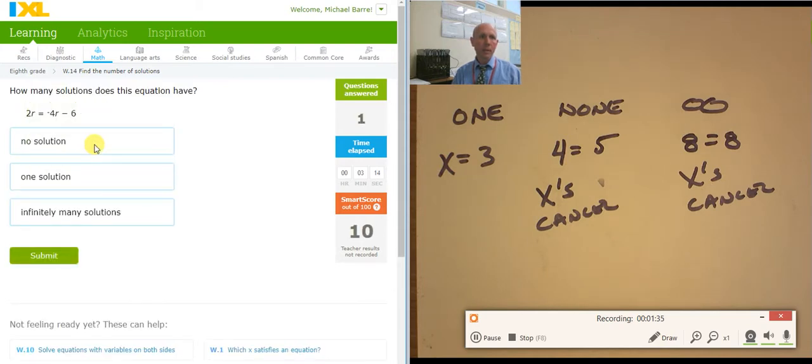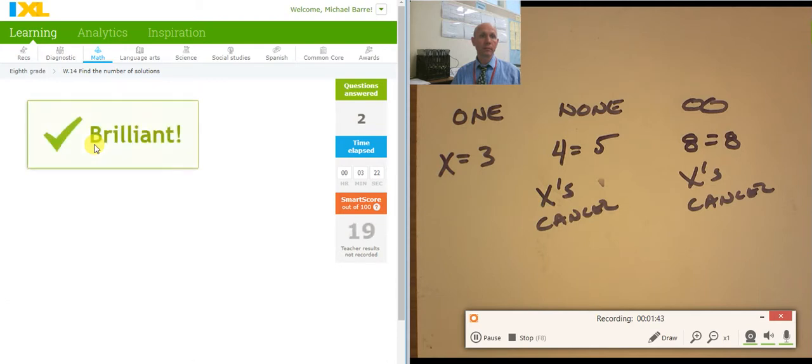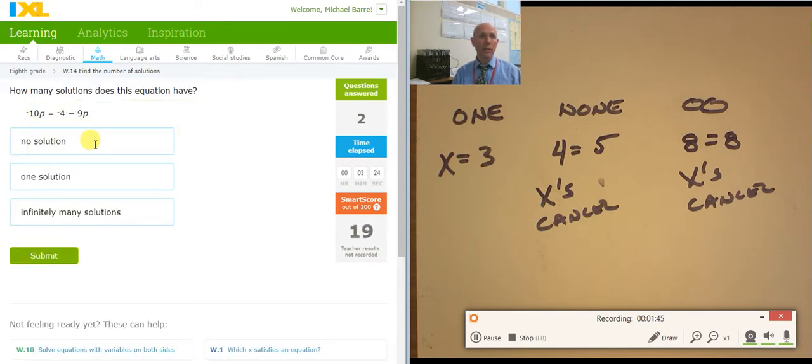Okay, there we go. So right here, are my r's going to cancel out? My r's are not going to cancel out, so there is one solution. Let's go here. I have a negative 10p and a negative 9p. Are those p's going to cancel out? No, they're not going to cancel, which means there is one solution.